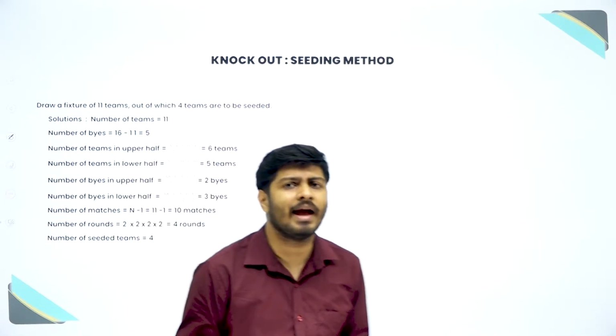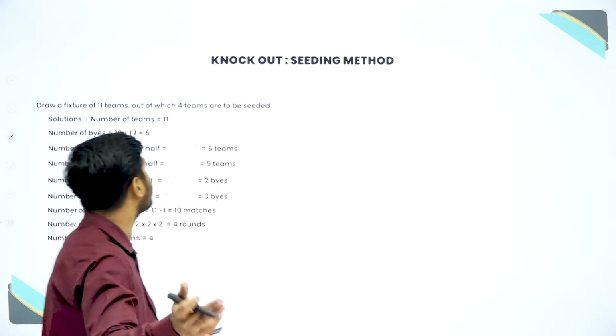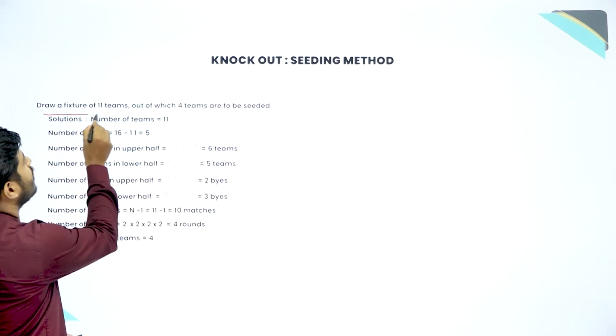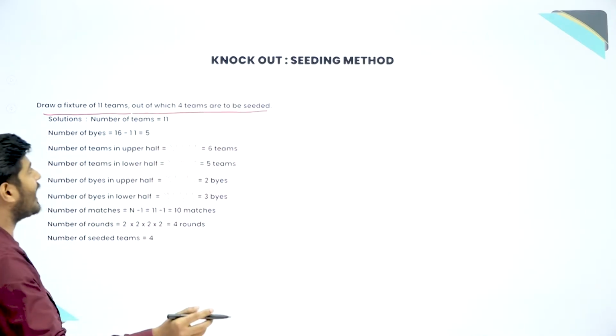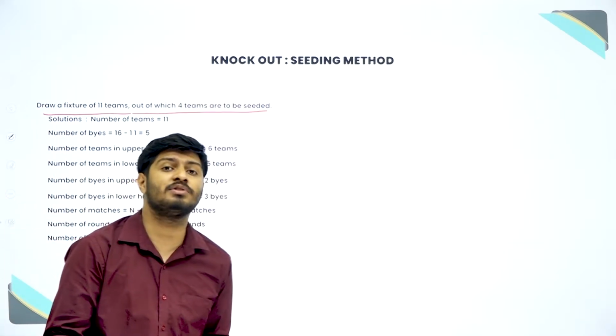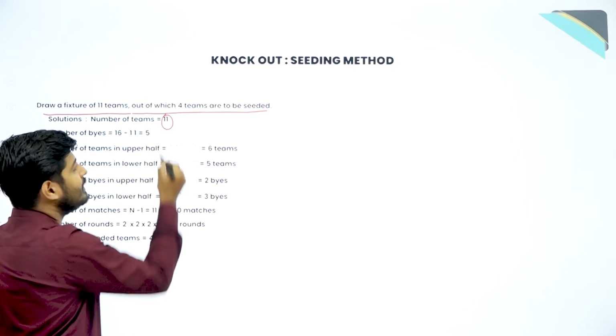So now let's take an example where we will be using that seeding concept. You have to draw a fixture of 11 teams, out of which 4 teams are to be seeded. For that, first what we have to do? First we have to see how many teams there are. How many teams are there? 11 teams are there.